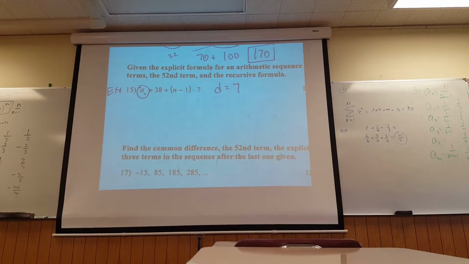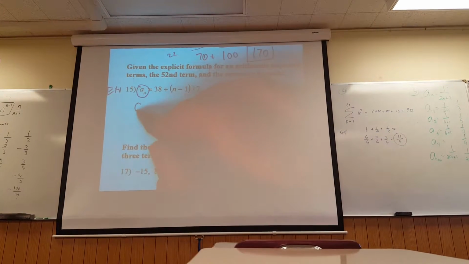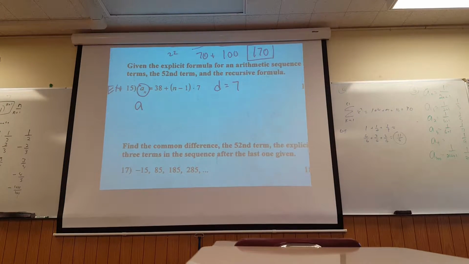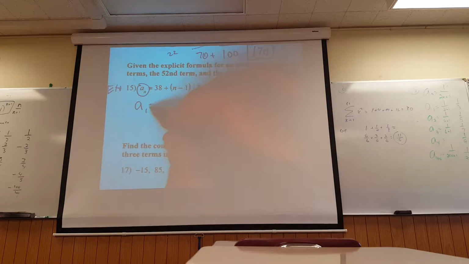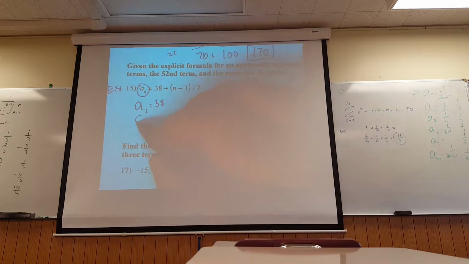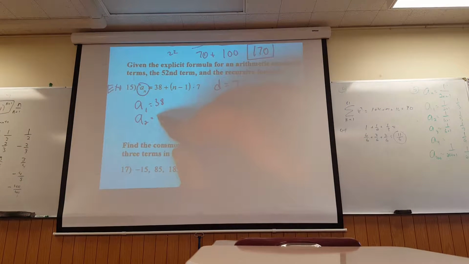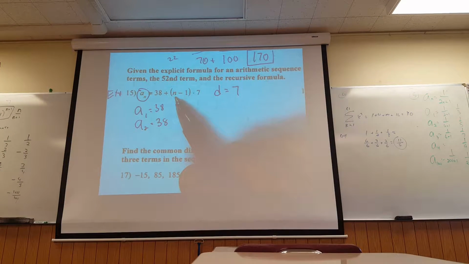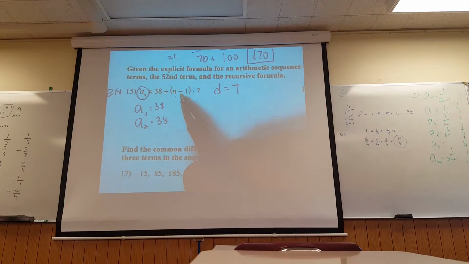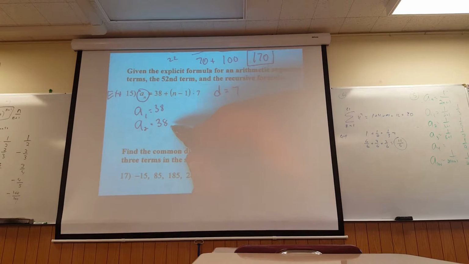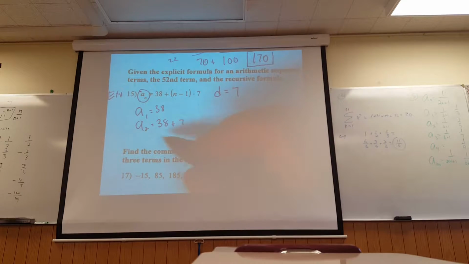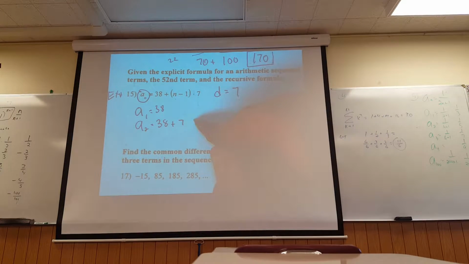Now, the first 5 terms. Do you know what the first term is? 38, so a1 is going to be 38. The second term is going to be 38 plus, now see that n? That's going to be 2 minus 1, and so that's going to be 1 times 7. So the second term is going to be 45.